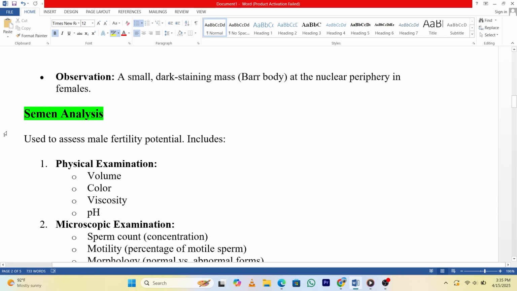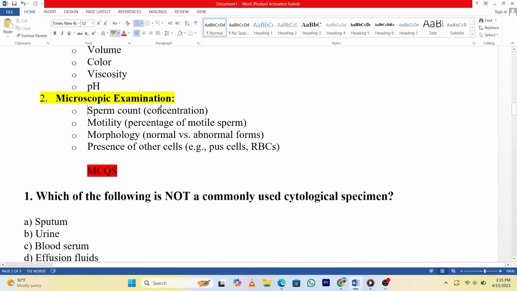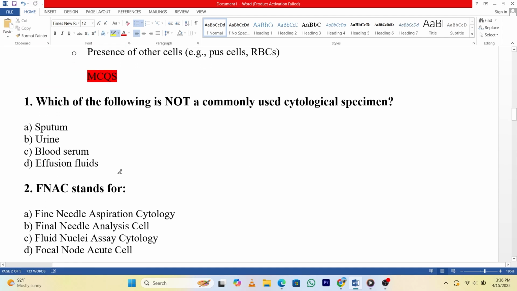Semen analysis. Used to assess male fertility potential. Includes 1. Physical examination. Volume, color, viscosity, pH. 2. Microscopic examination. Sperm count, concentration. Motility, percentage of motile sperm. Morphology, normal versus abnormal forms. Presence of other cells, e.g., pus cells, RBCs.